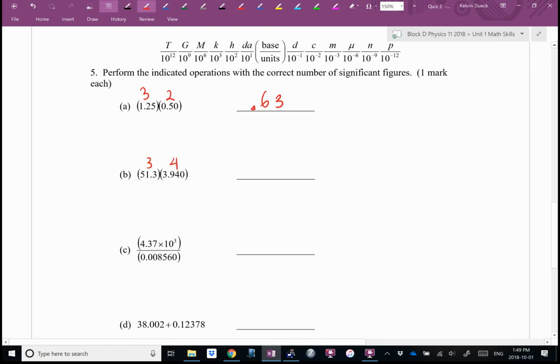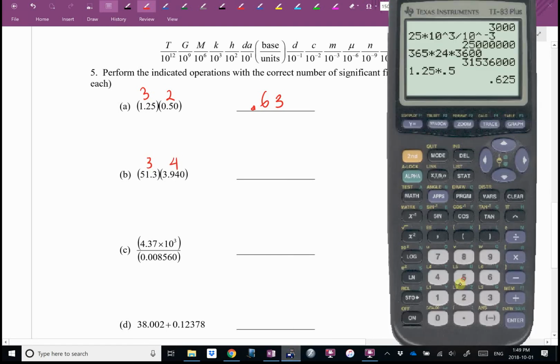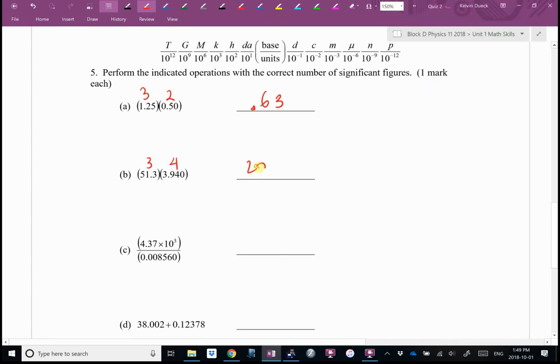3 sig figs, 4 sig figs. I'm going to go to 3 sig figs. 51.3 times 3.94. I'm not going to bother typing the 0. What did I say? 3 sig figs. It's worth writing that down because then if you forget later, you can jog your memory. 202. You could put a decimal there. That won't change anything, but you can't put a decimal and a 0 after the decimal. And I'm lazy. I wouldn't bother putting the decimal there.